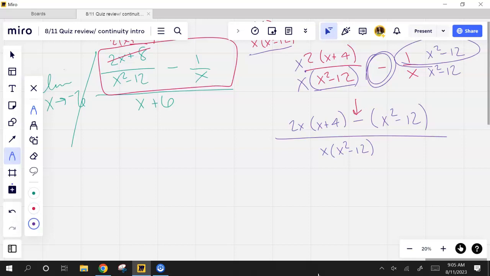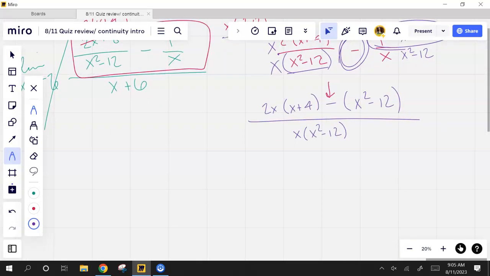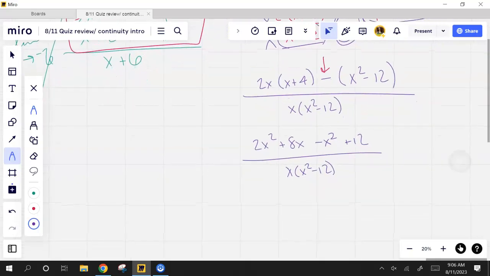So now your goal on these is to be completely factored all the time. The bottom's already completely factored. Let's make the top completely factored. And to do that, I need to expand it some before I shrink it in. 2x squared plus 8x minus x squared plus 12. It might be what you got. I'm taking it step by step here. So now I have x squared plus 8x plus 12 over x times x squared minus 12.